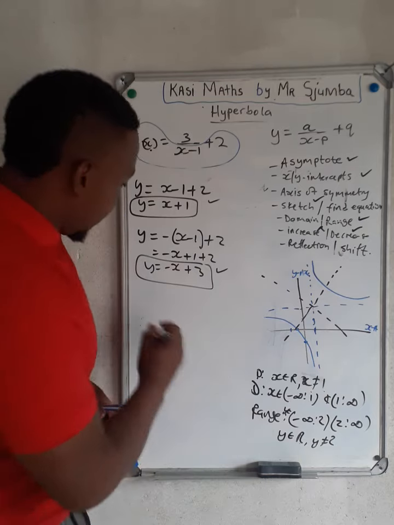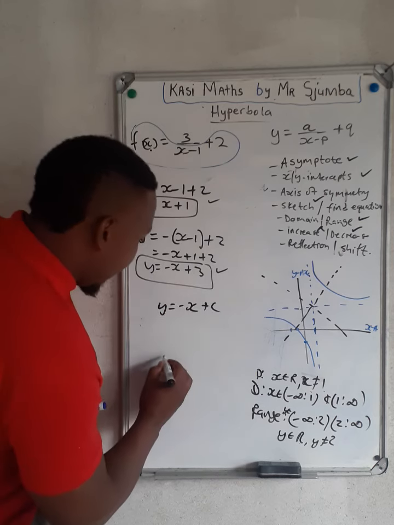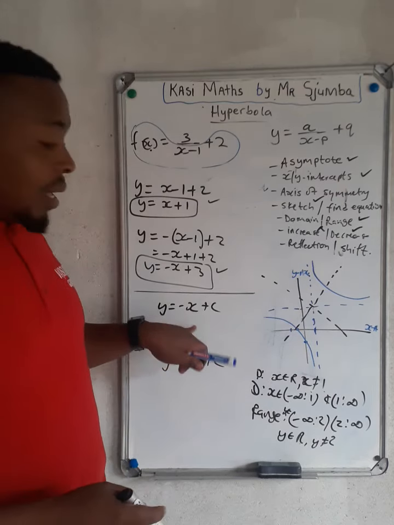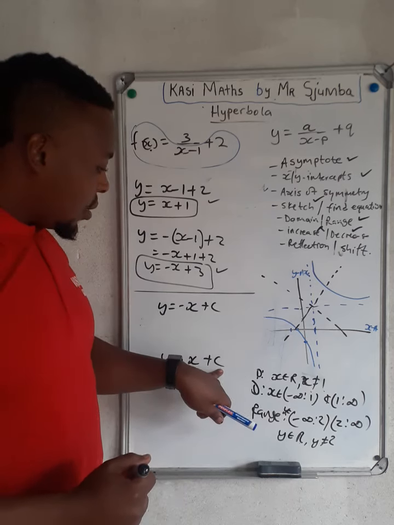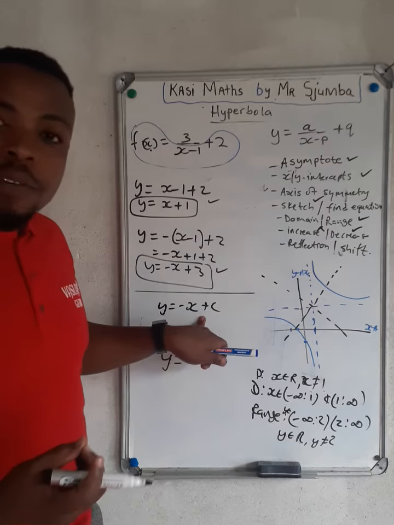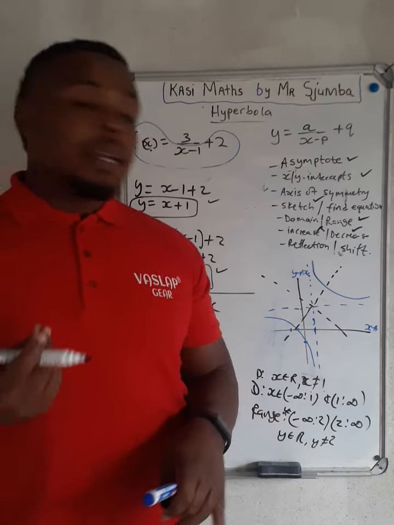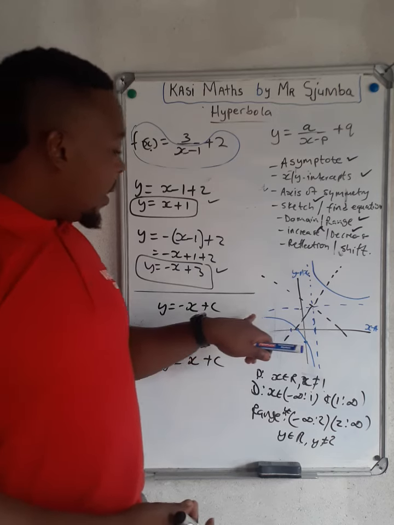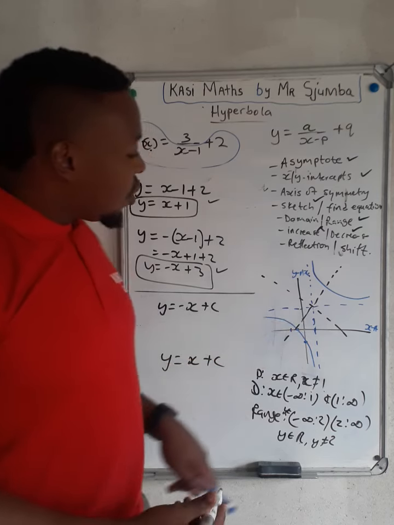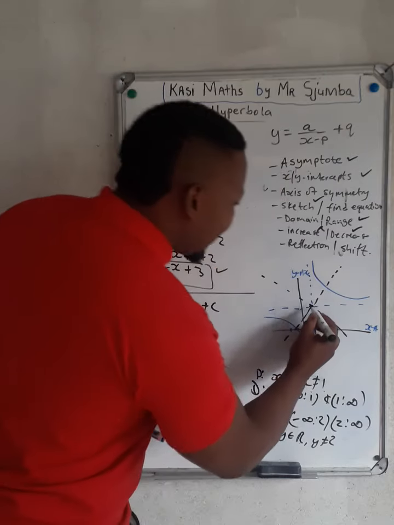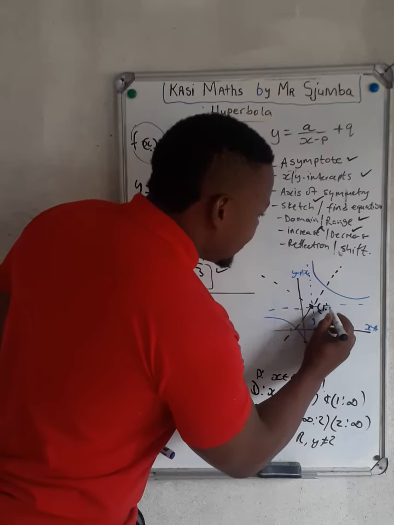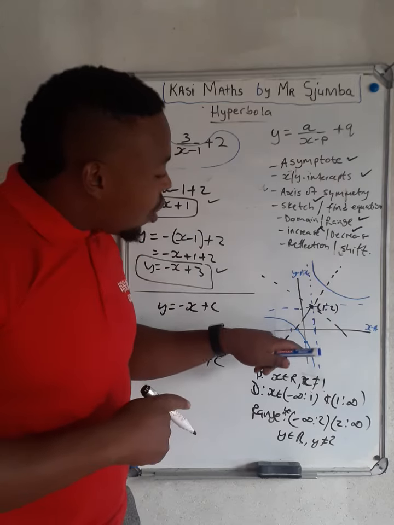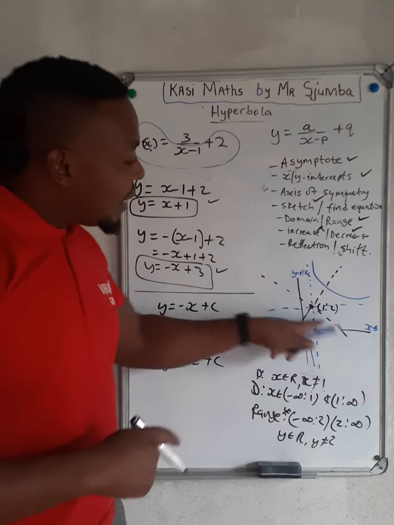In total, the axes of symmetry have the equations y is equal to minus x plus c, and y is equal to x plus c. Yeah? So since these are straight lines, we solve for c. If you are required to find the straight line equation, you substitute the coordinate for the unknown. We have a coordinate here, 1 and 2. This point is the point of intersection of the asymptotes, and it is also the point of intersection of our axes of symmetry.